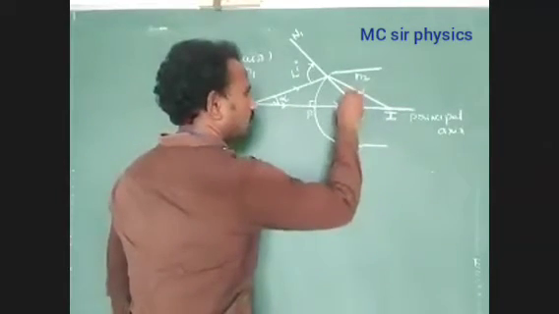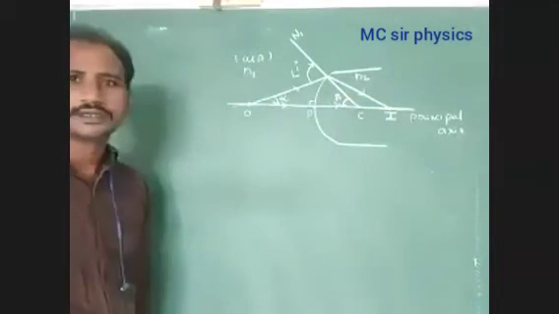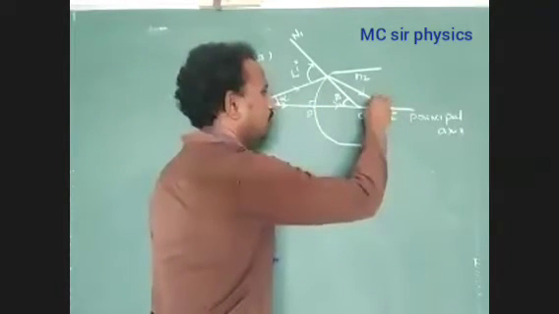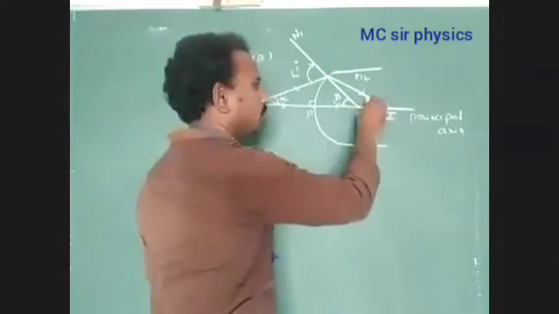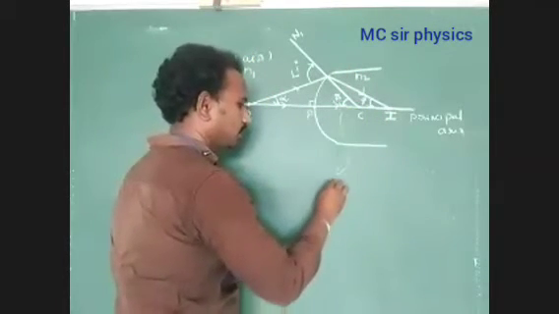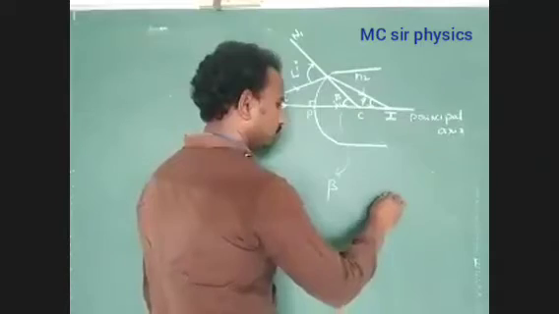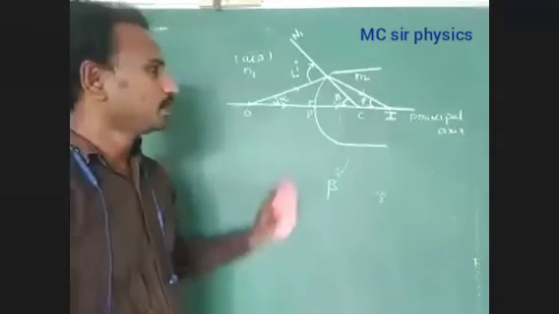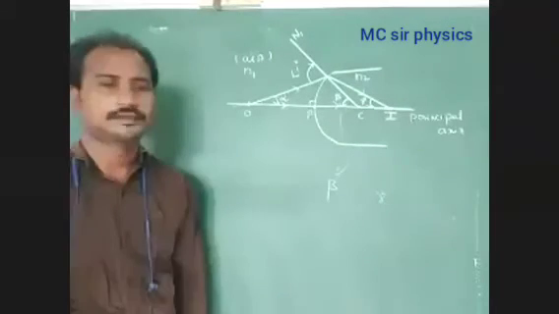Next one, the normal makes beta angle with respect to the principal axis. Which one? Beta angle. And next one, here we have to identify gamma angle. Here, the refracted ray makes gamma angle with respect to the principal axis. Just identify gamma, it is not visible. Symbolic representation of beta and gamma. Understood? So we have to consider these three angles with respect to the principal axis.